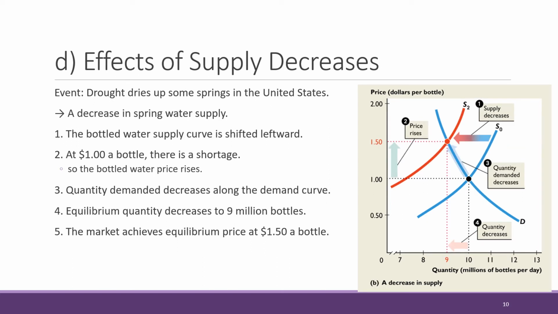In this example, assuming that drought dries up some spring in the United States, this phenomenon decreases spring water supply. As resources to produce bottled water decrease, supply of bottled water will reduce. This will shift bottled water supply curve leftward from S0 to S2. This creates shortage of bottled water at $1. Therefore, price of bottled water increases. In response to price increase, quantity demanded of bottled water decreases until new equilibrium quantity achieves 9 million bottles with new equilibrium price at $1.50 a bottle.